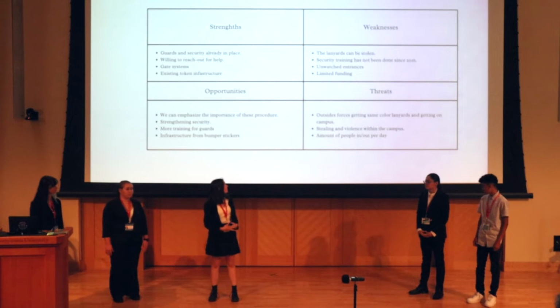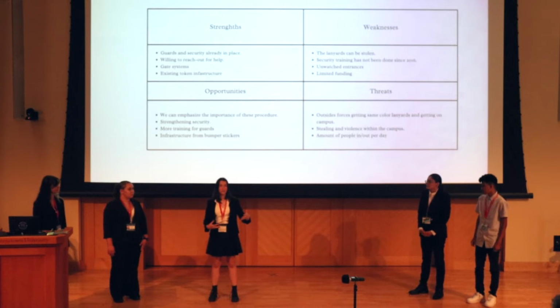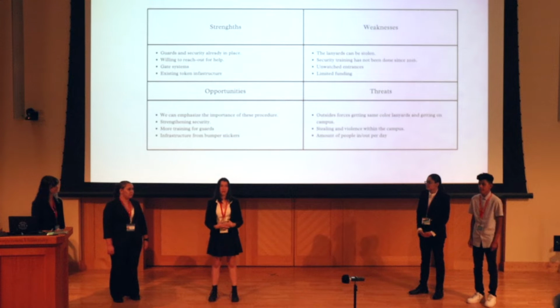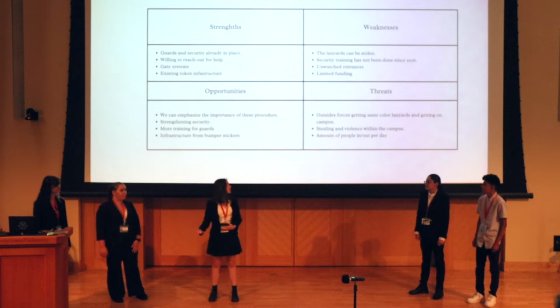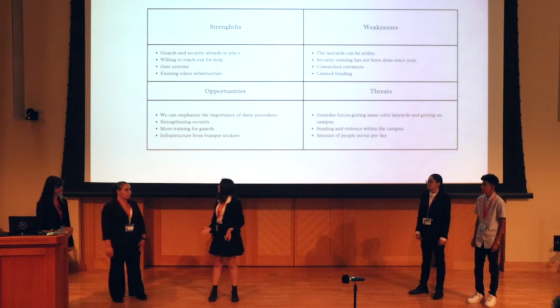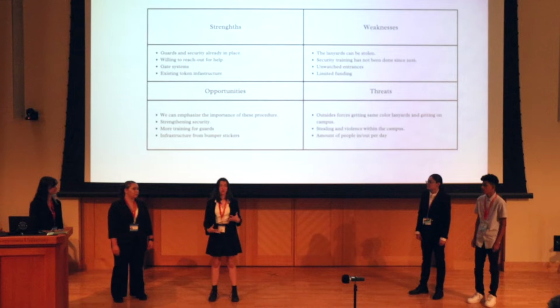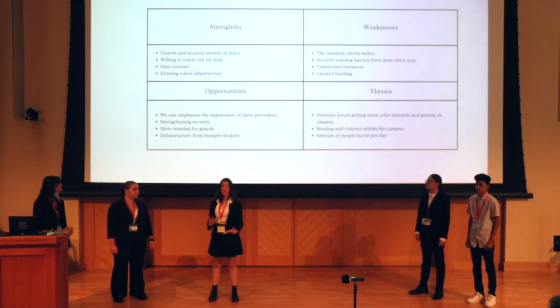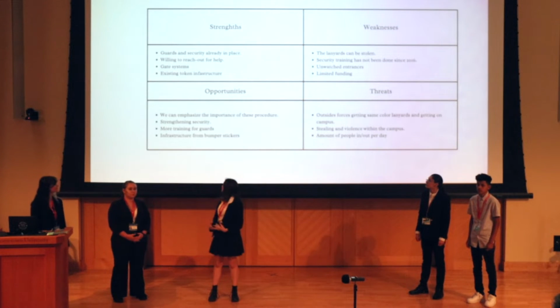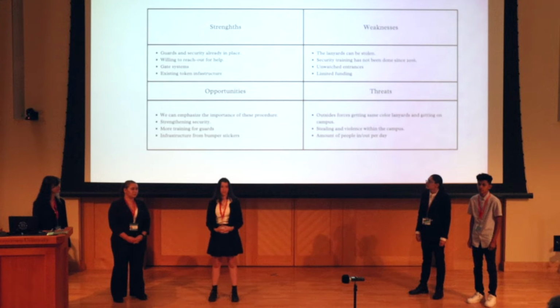Now, some of the weaknesses. Again, this is our SWOT, which has been compiled over the week, so we are also including policy failures that might have weaknesses. Lanyards can be stolen. Security training has not been done since 2016, so it is a bit outdated. Unwatched entrances and limited funding. Opportunities. We are hoping to emphasize our policies as much as possible to strengthen security, as well as more training for the guards, updated training, and infrastructure from buying bumper stickers.